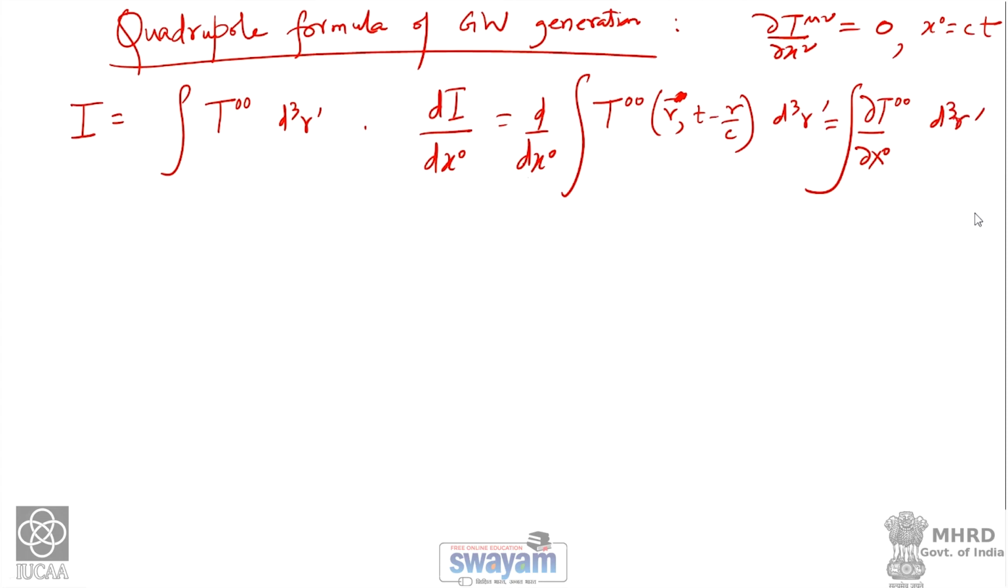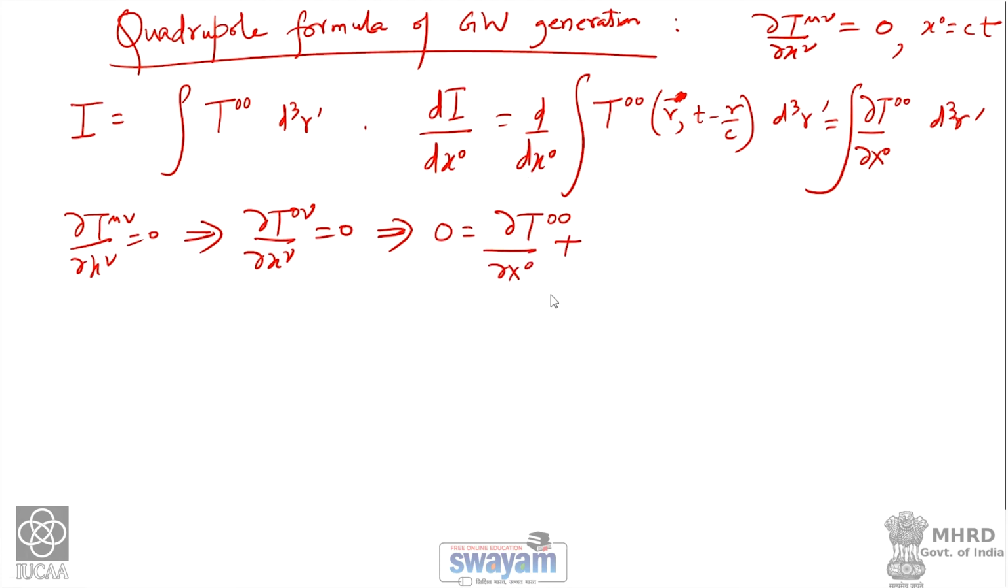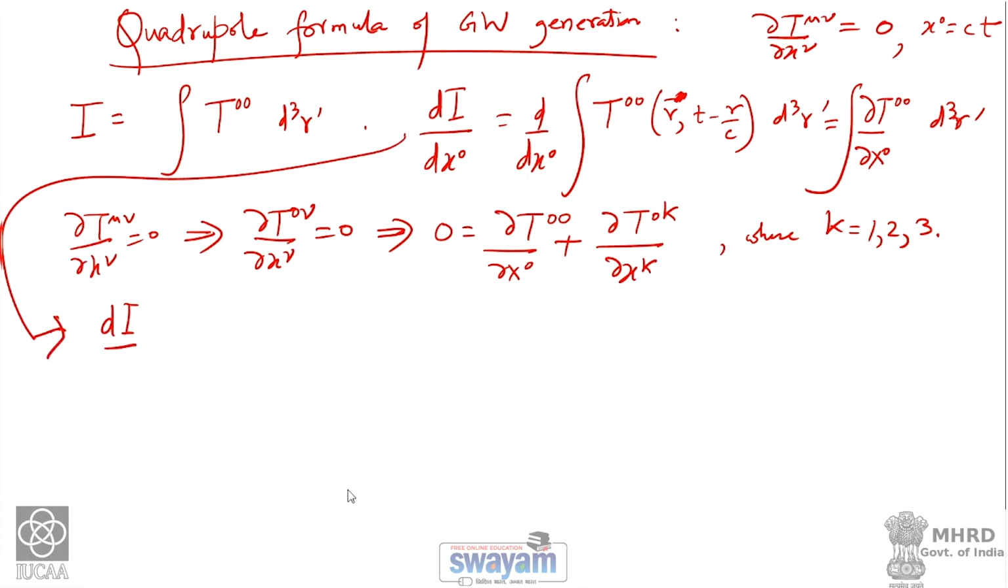Okay. But look at the continuity equation. In the continuity equation, del T^{mu nu} by del x^nu equal to 0, which implies del T^{0 nu} by del x^nu is also 0, which is nothing but 0 is equal to del T^{00} by del x^0 plus del T^{0k} by del x^k, where k goes from 1, 2, 3. Okay. Hence, here I can replace this object dI by dx^0, which becomes minus del T^{0k} by del x^k.